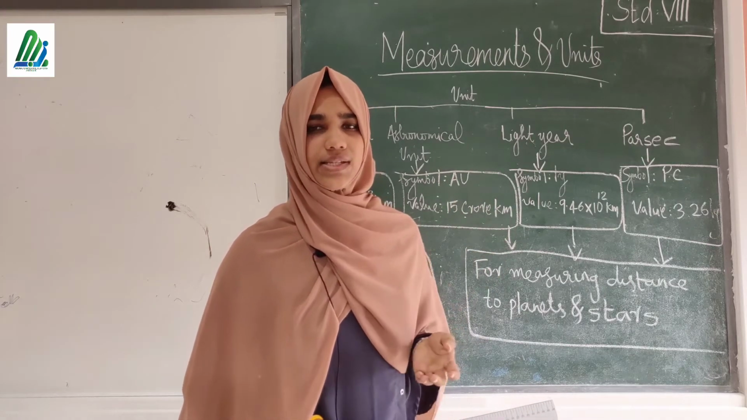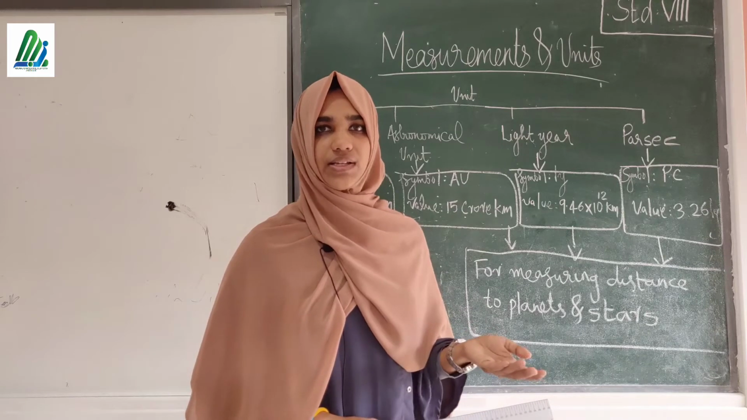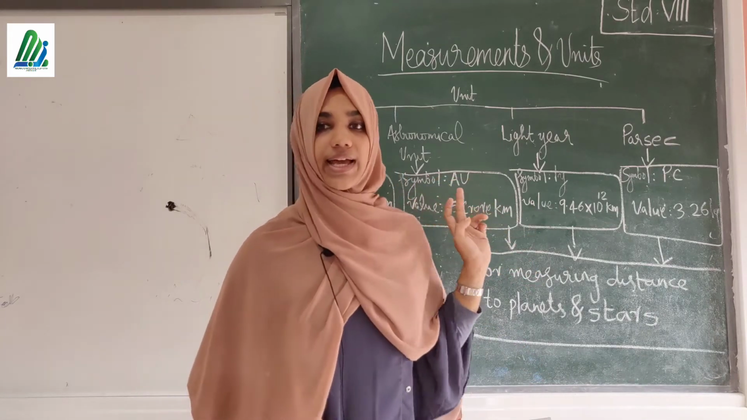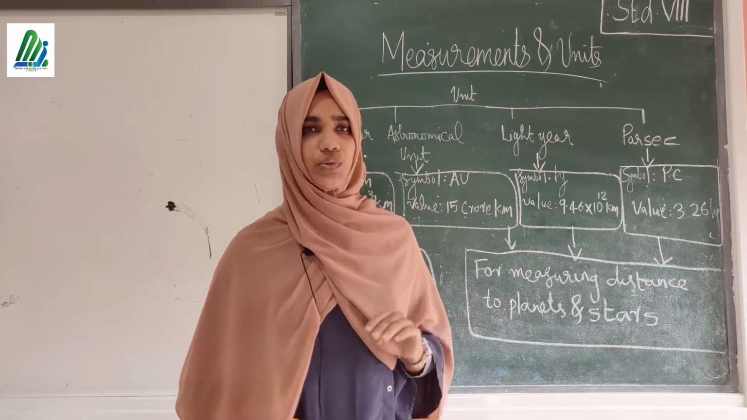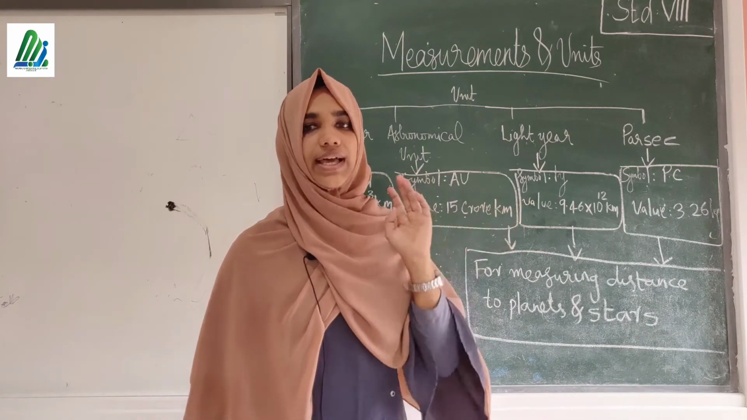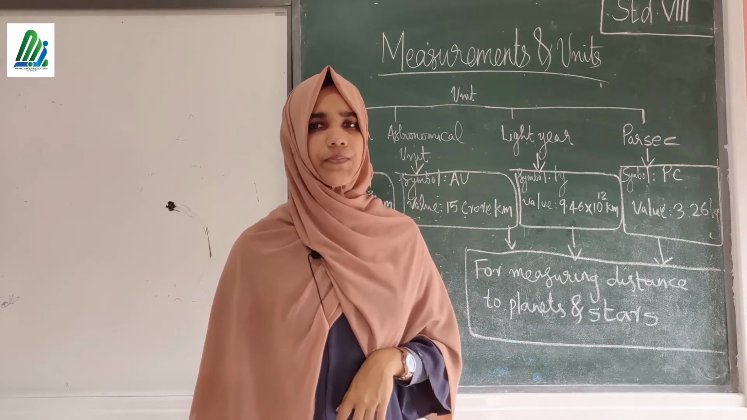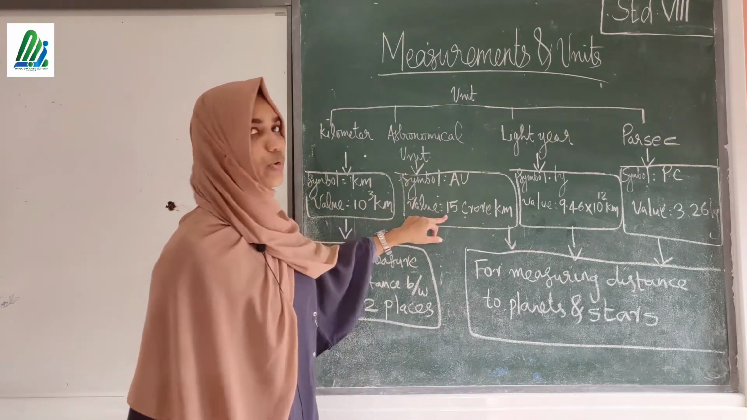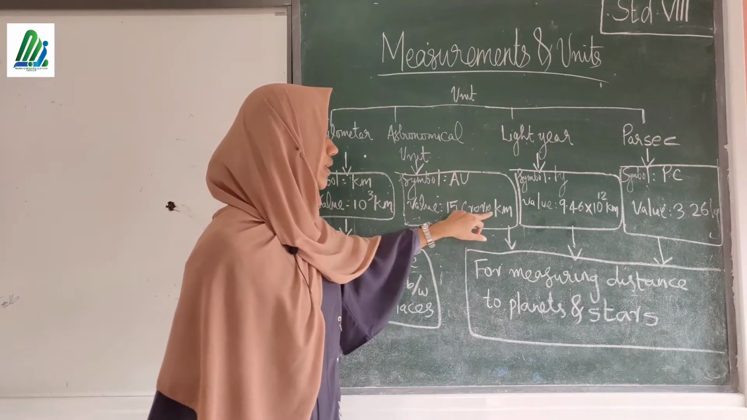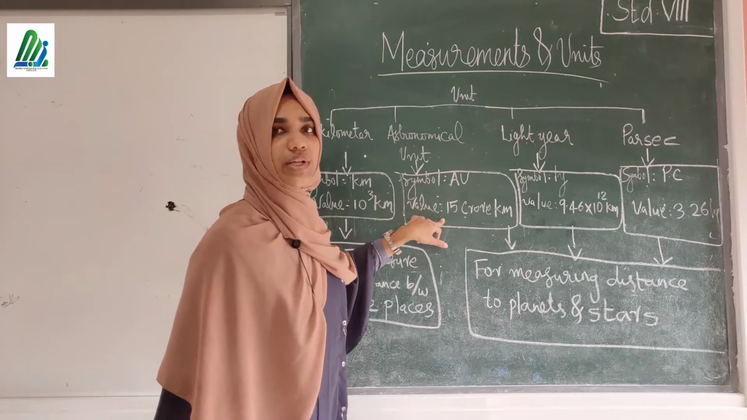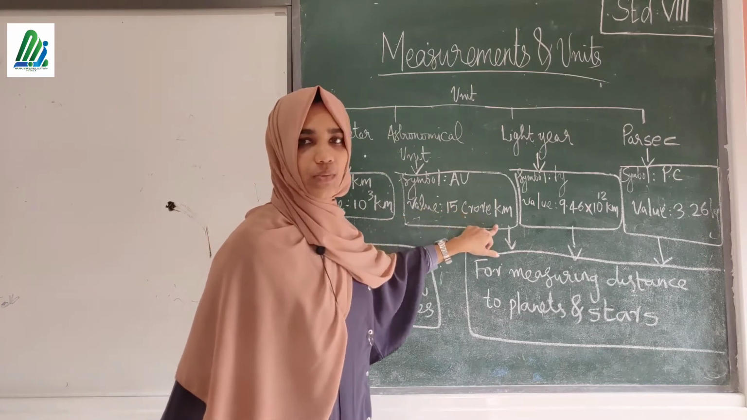In vacuum, light travels 3 lakh kilometer in a second. The distance traveled by the light in 1 year is known as 1 light year. So 1 astronomical unit is the average distance from Earth to Sun, and 1 light year is the distance traveled by the light in 1 year. Here the distance is approximately 15 crore kilometer. The distance of astronomical unit is 15 crore kilometer.